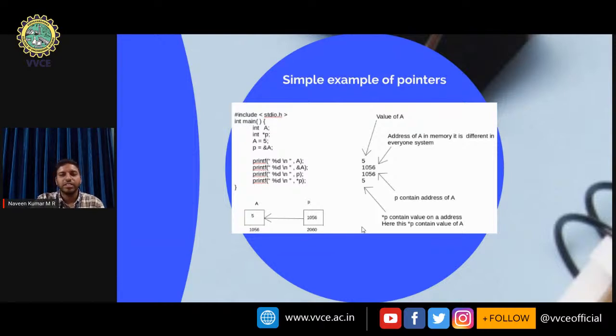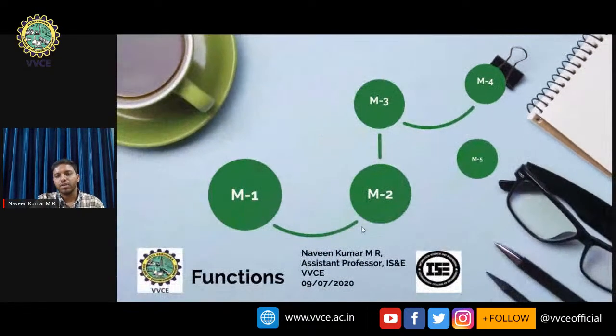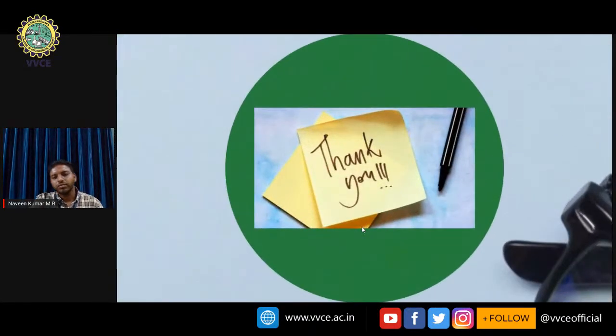The explanation, you can see the value of a is 5. The address of a in memory is different in every system. That depends on the system configuration. It differs from system to system. So p contains the address of a, and then *p contains the actual value at that particular address. So this is a pointer example. That is regarding the functions.